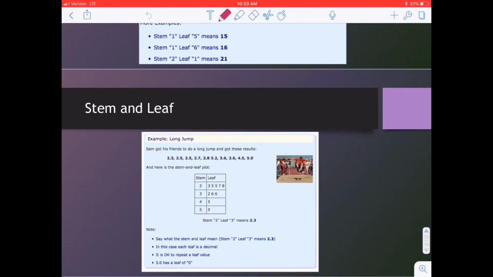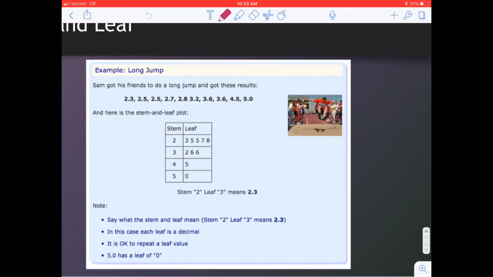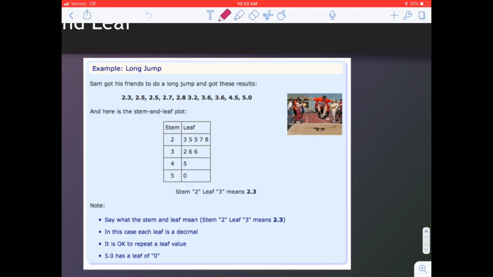And it can also work with decimal values here. So you see I have a chart of 2.3, 2.5, 2.7, and so on. And so same thing, I put the whole number portion in the stem and then the decimal portion in the leaf column.